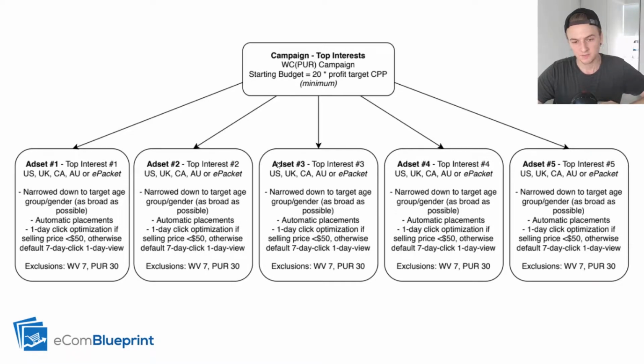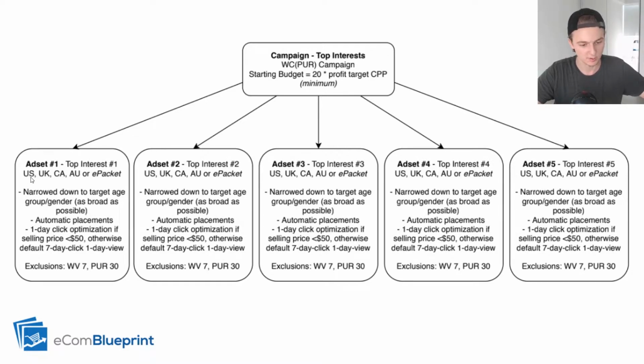Now, let's say that you have 5 top interests, right? So let's say you had 5 consistently profitable ad sets with more than 10 sales each, and these are the ones that you used for your top interest scaling. So you select all 5, you duplicate them into this new top interest campaign right here. And so ad set number 1 would be the first top interest.